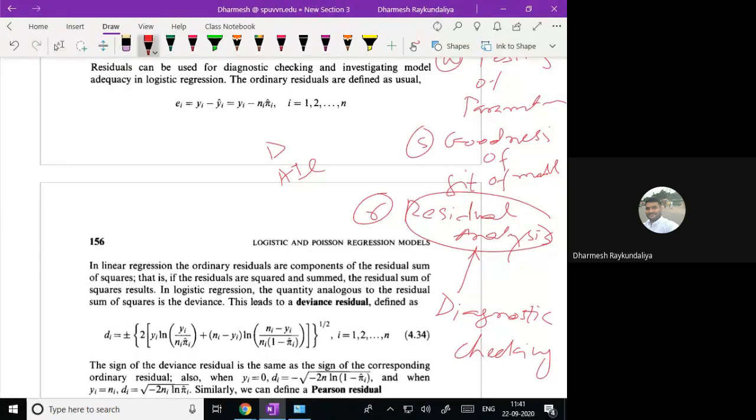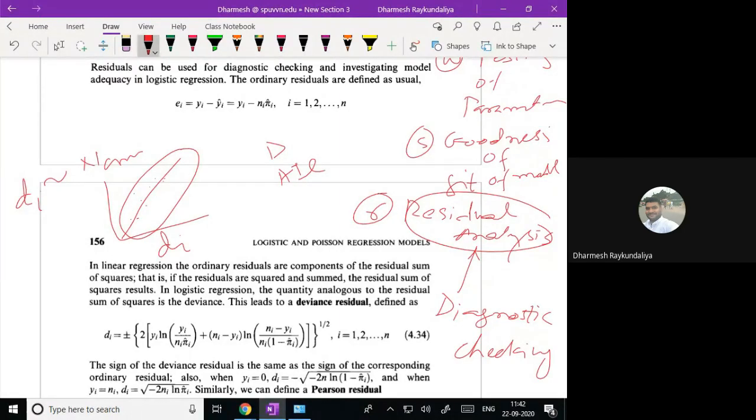So residual analysis, we always try to see whether the deviance residuals DI are normal or not. So we always make a plot of DI, okay, and we try to see whether all the points are covered by the line. So if all the points are covered by the line, then we say that the DI are normally distributed. But how will you calculate the deviance residuals?